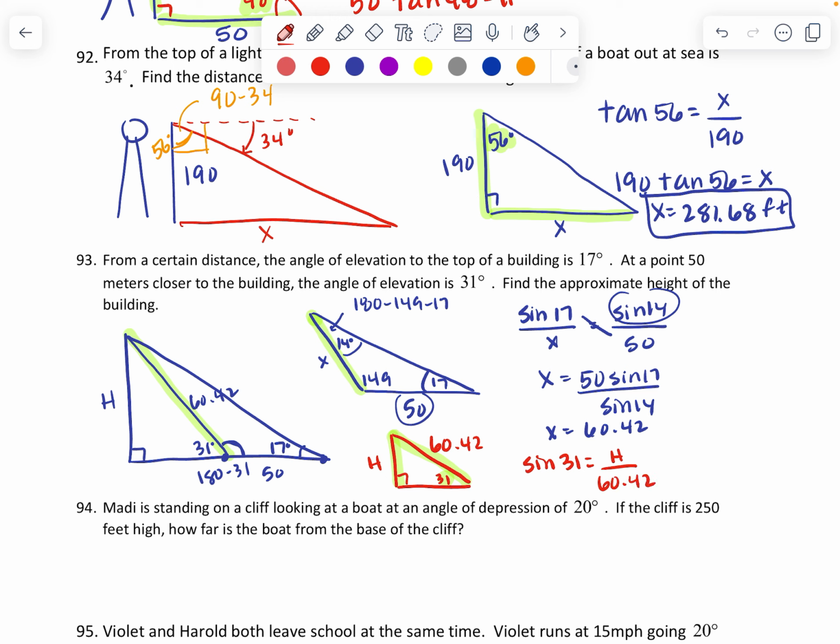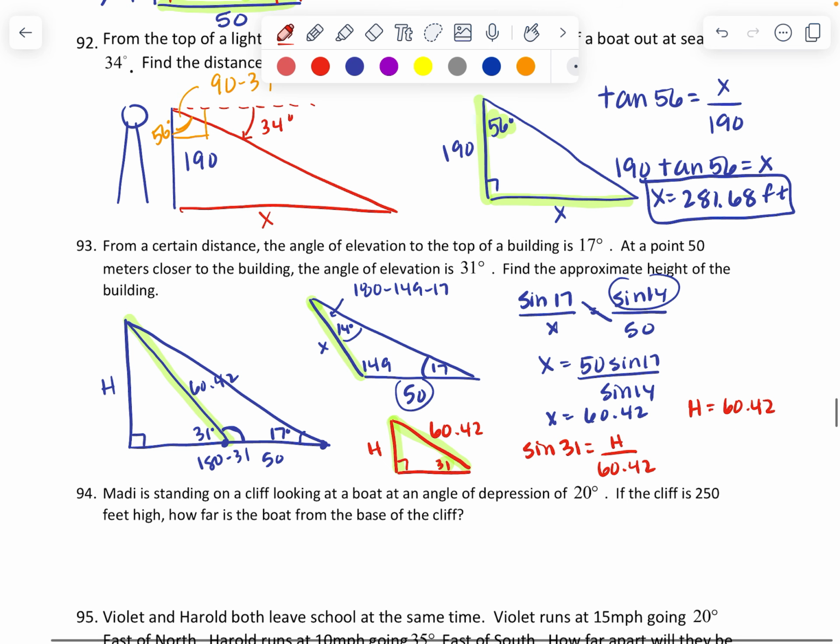And then multiplying both sides by 60.42 is going to give me that the height is 60.42 times the sine of 31. Yikes, it's getting really small. So 60.42 times the sine of 31. And I got about that the height is 31.11. Is it feet still? Meters, I guess this one. Okay.